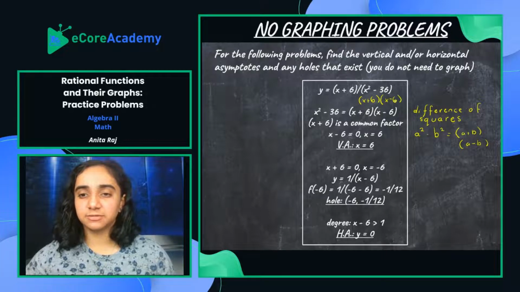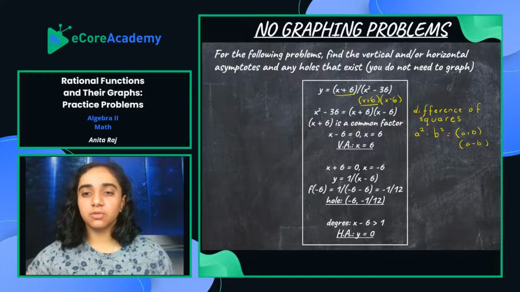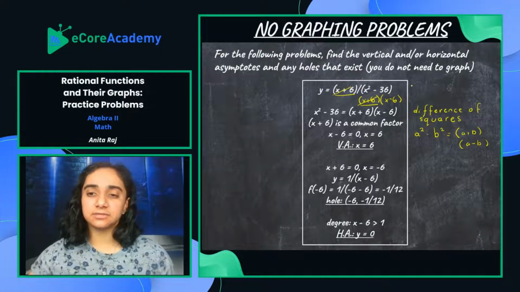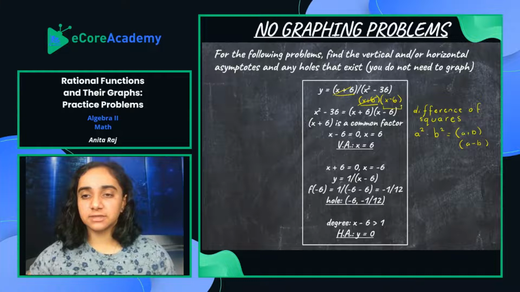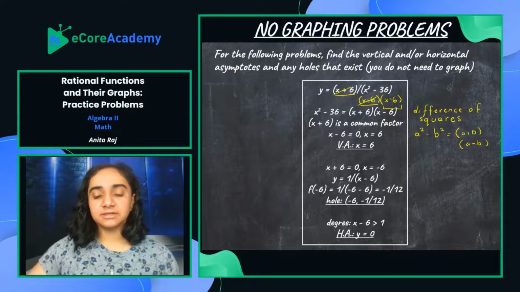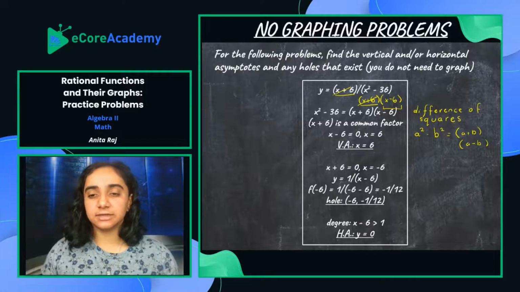And as you can see, x plus 6 is a common factor in the numerator and denominator. So we're going to disregard this for now because that means there's a hole, so this does not qualify as a vertical asymptote. And what we're doing here first is finding the vertical asymptote. So we're just going to focus on the x minus 6. When we set x minus 6 equal to 0 and add 6 to both sides, we find the vertical asymptote is x equals 6.